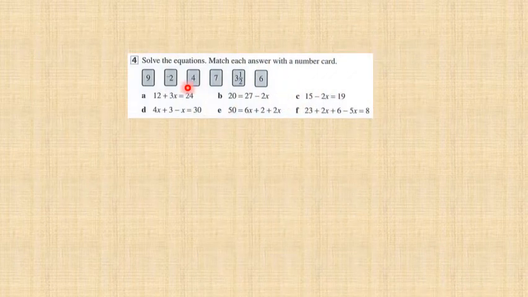In question 4 here, it needs me to solve the equations and match each answer with the number card. So it's supposed that I have here 6 cards. Every answer of the equations, I will find it in a card here. So I need to match it.